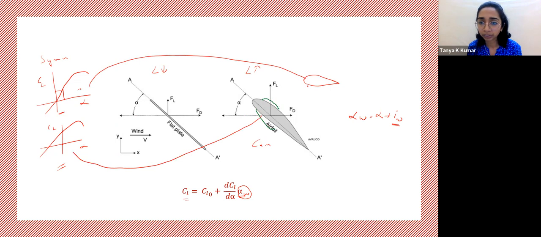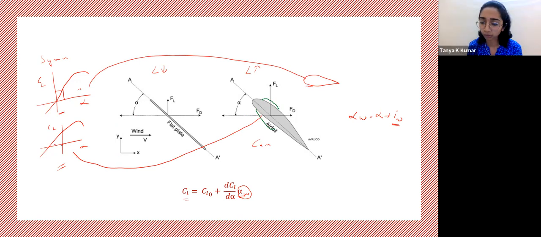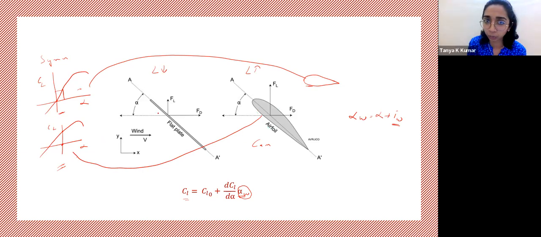The symmetric airfoil does not produce lift at zero angle of attack. A cambered airfoil produces lift at zero angle of attack. So which one will be better? Even at zero angle of attack, you're producing lift. So isn't the cambered airfoil better? Yes, ma'am. Did I answer your question?